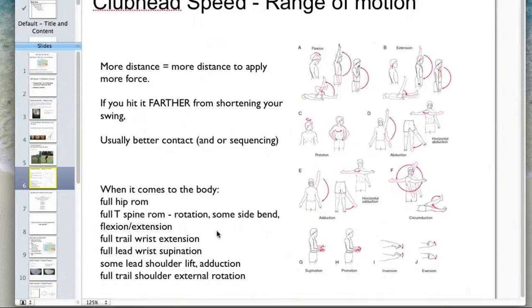If you do all those pieces as much as you can, that's going to move the club and the grip as far away from the golf ball as you can, while still keeping yourself in position to then apply force on the downswing.